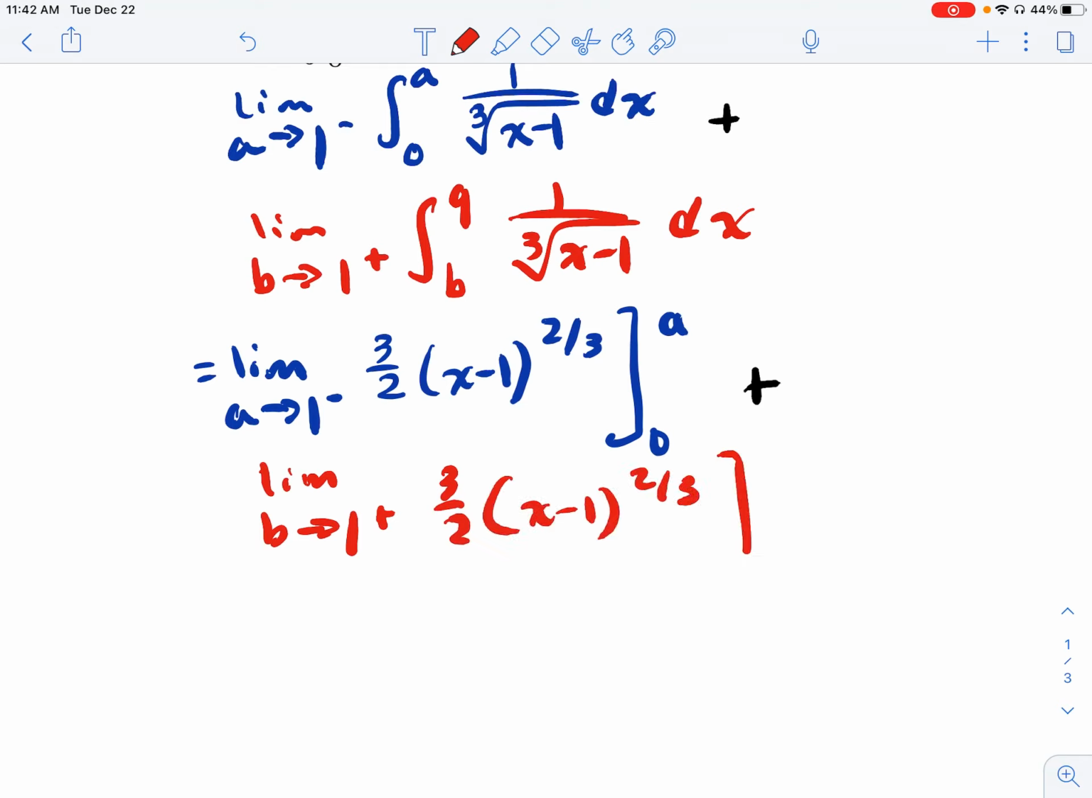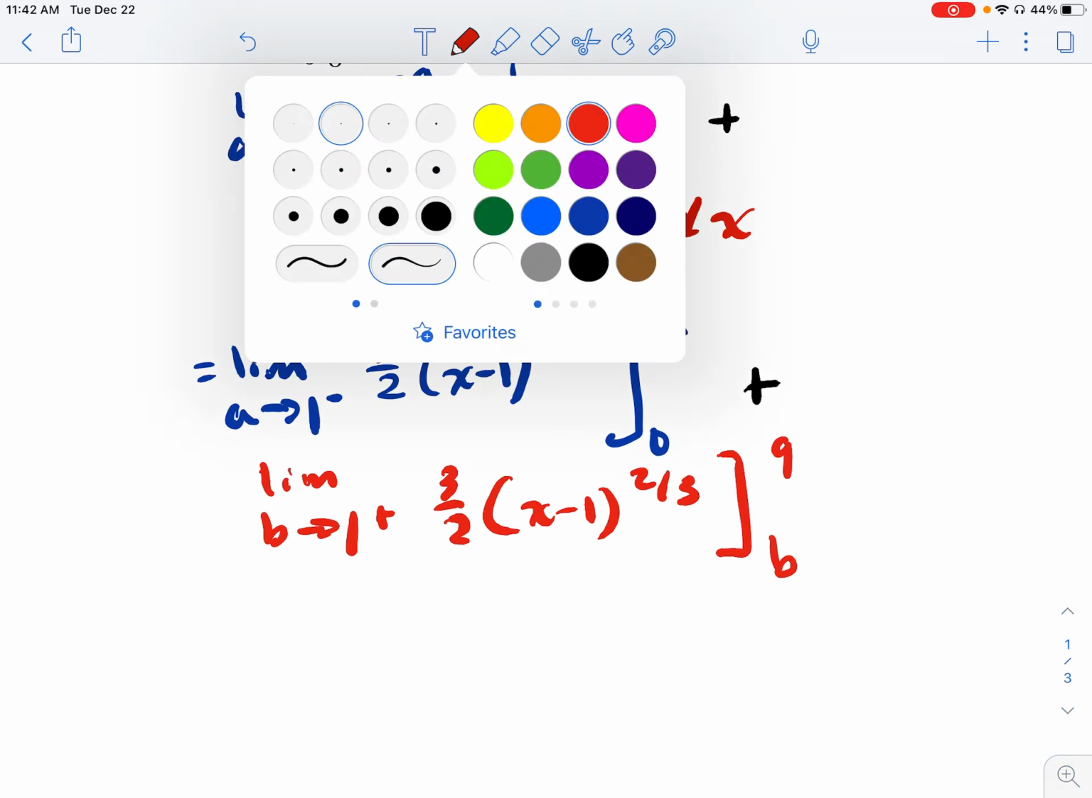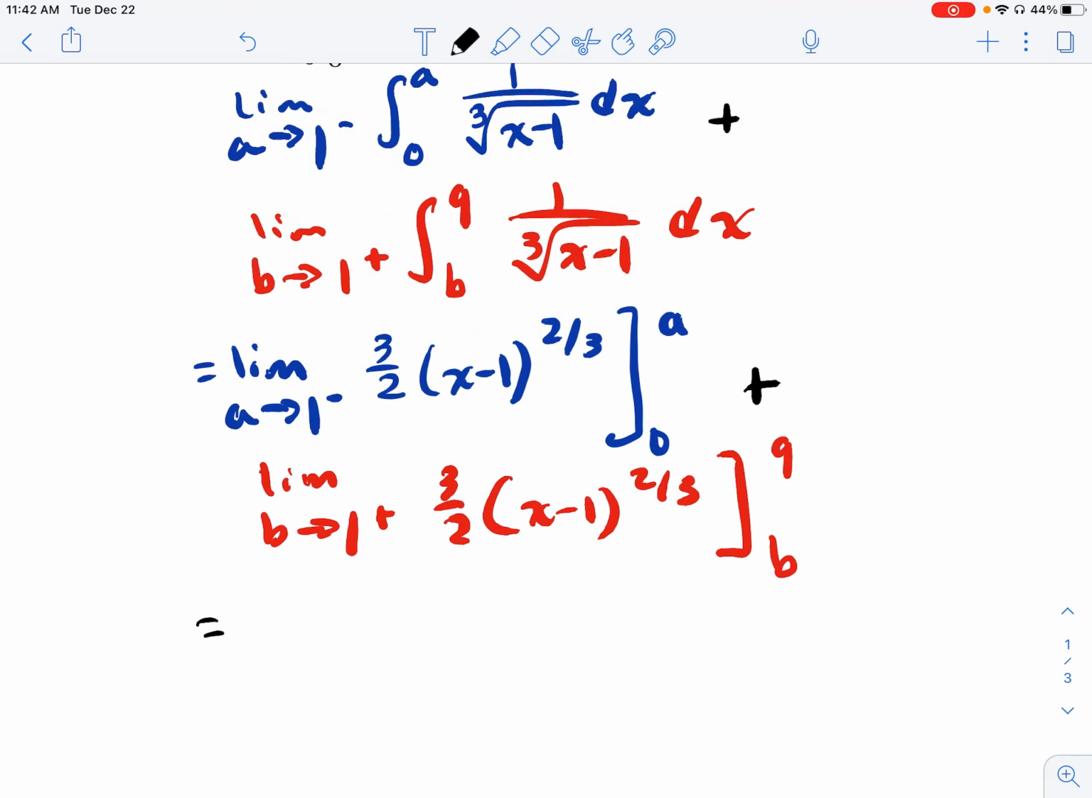And this being evaluated from b to 9. And then from here, we're just plugging in. So we already know that the limit as we approach 1 from the negative of this entire function is going to be 0 minus 3 halves.